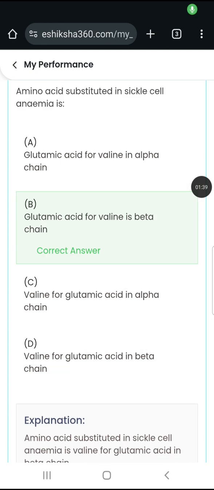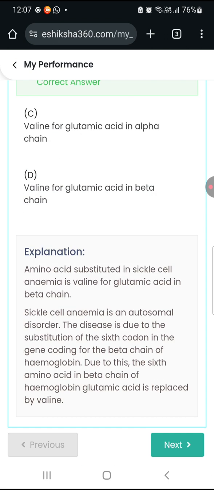The amino acid substituted in sickle cell anemia is valine for glutamic acid in the beta chain. Explanation: the amino acid substituted in sickle cell anemia is valine for glutamic acid in the beta chain.